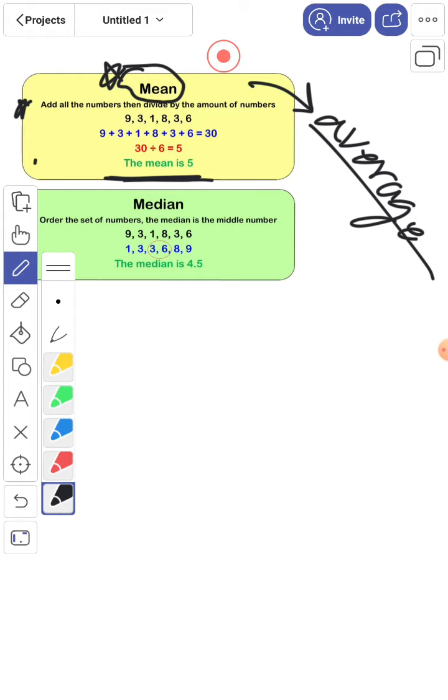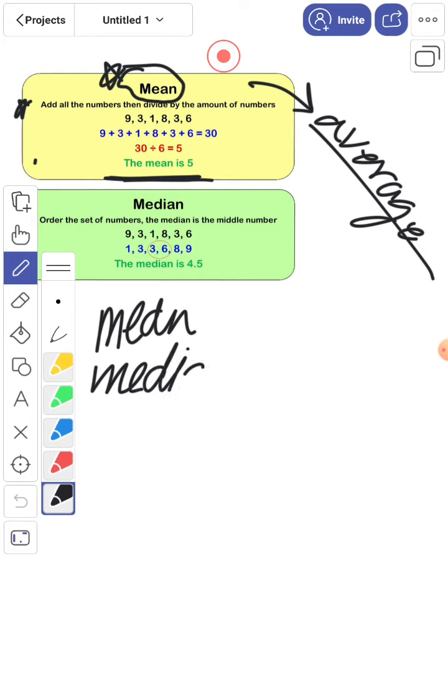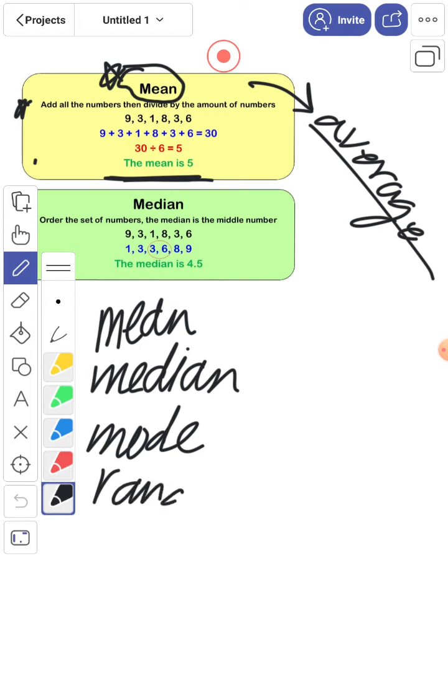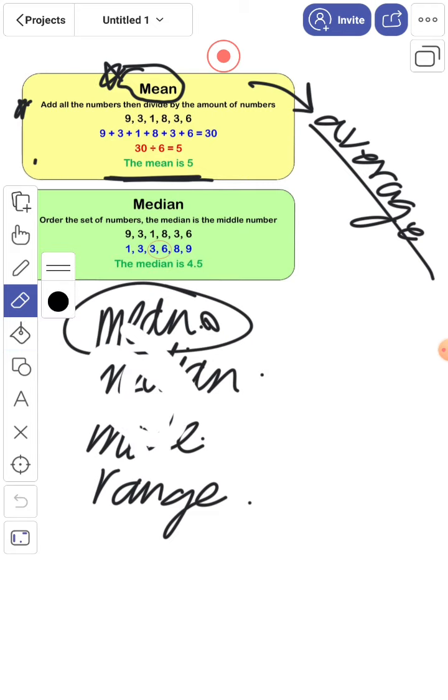Out of the 4, out of mean, median, mode, and range, the mean is used the most often in real life. These others, not so much. In daily, regular life, the mean is very, very important. It's the most used. So, let me erase all that. I don't need that.